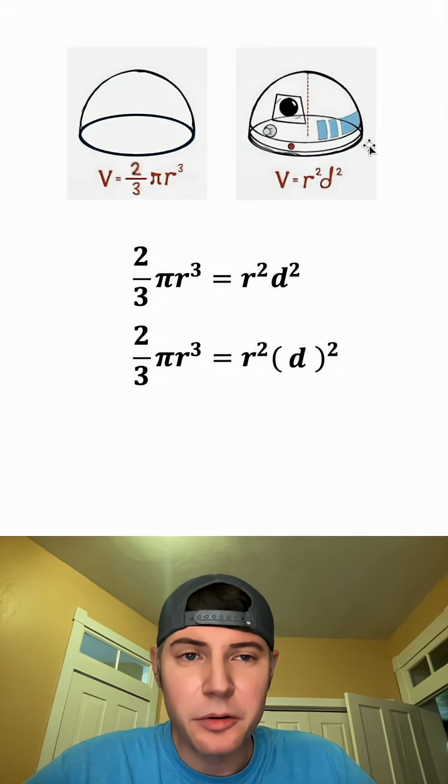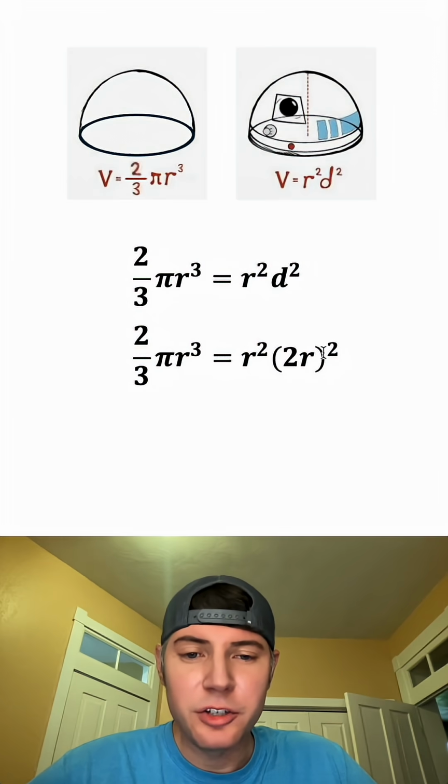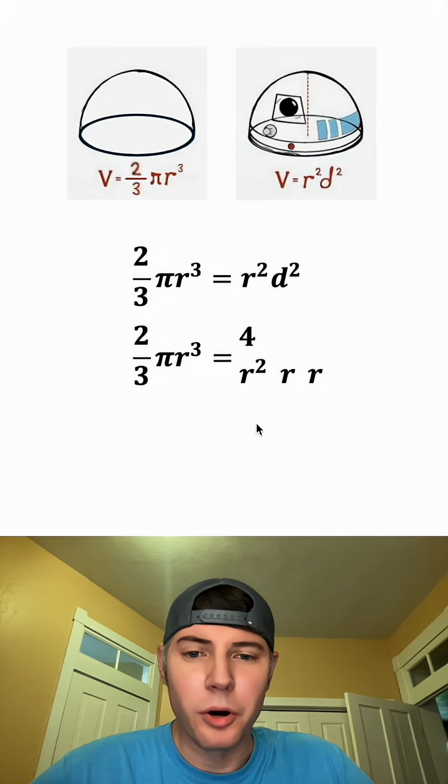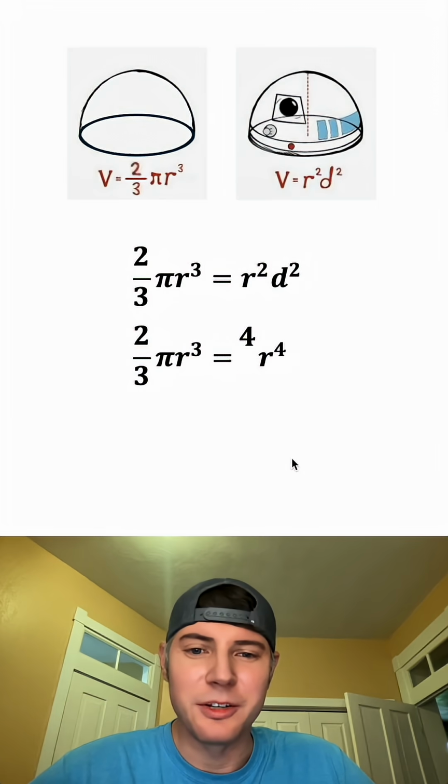D is the diameter, which is the same thing as two radiuses. So in the place of this d, I'm going to plug in 2r. The quantity 2r squared means the same thing as 2r times 2r. We can split all this stuff up, and 2 times 2 is equal to 4, and r times r is equal to r^2. And then r^2 times r^2 is equal to r^4.